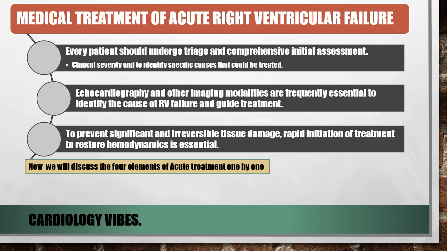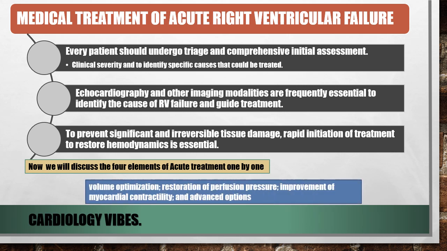Okay, and now we will discuss the 4 elements of acute treatment one by one. These 4 elements include volume optimization, restoration of perfusion pressure, improvement of myocardial contractility, and advanced options. So let's discuss them one by one.